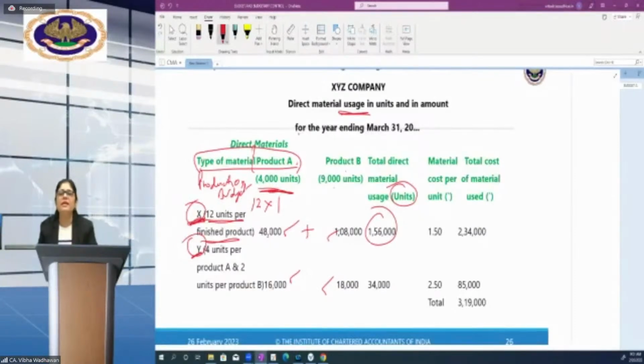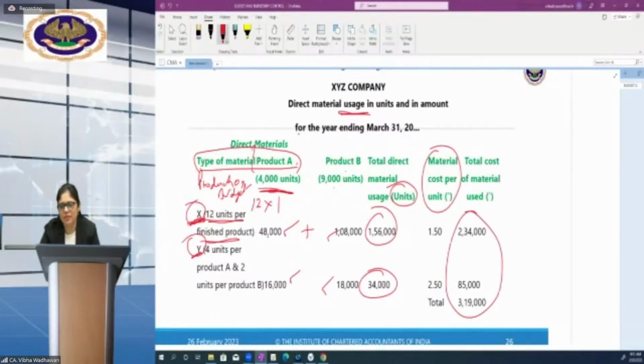So this is going to give me the consumption. This much material I require. Now the next step will be how much material we should purchase. We require 156,000 units of material X and 34,000 units of material Y to produce this many units of product A and product B based on the production budget. And the material cost per unit we also have. So this will give me the total material usage, the budget of raw material consumed.